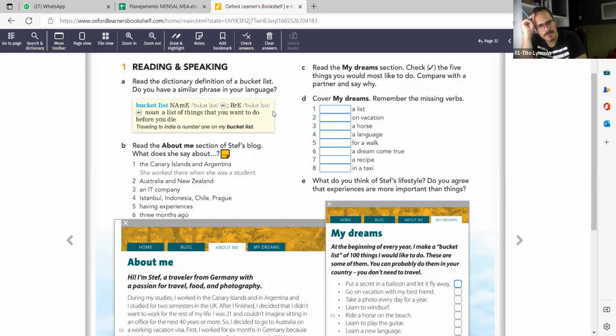Bucket list. Things to do before you die. Do you have one? No, I don't have a bucket list. You sure? For example, I want to travel to this place before I die. I want to travel to Europe. Europe? Before I die. Okay. Yes. And New York before I die.